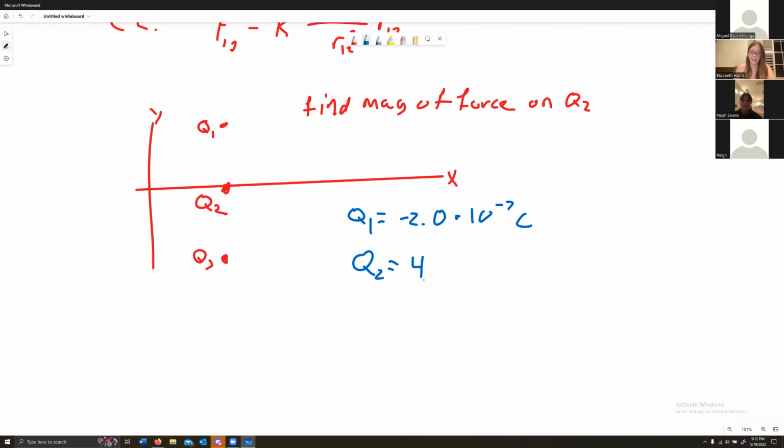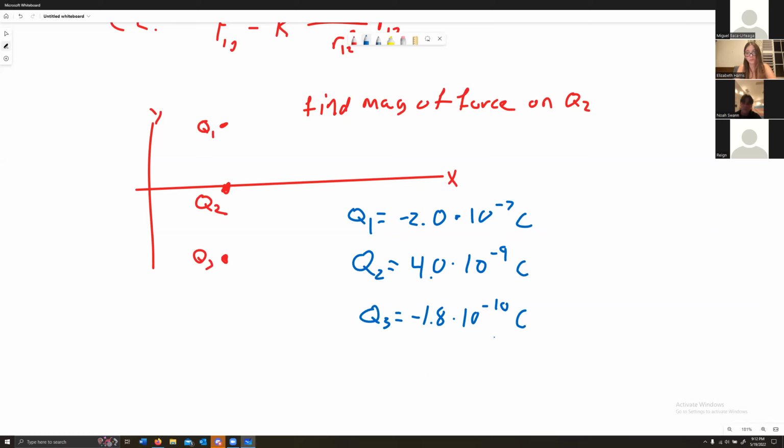This one's going to be 4.0 times 10 to the negative 9 coulombs. And then Q3 is going to be negative 1.6. No, not 6, 8, times 10 to the negative 10 coulombs. So these are the charges, right?